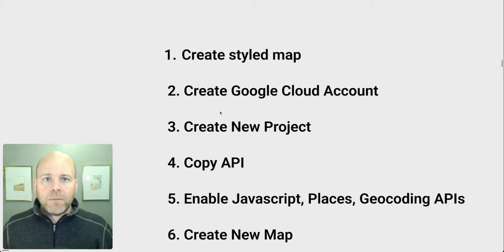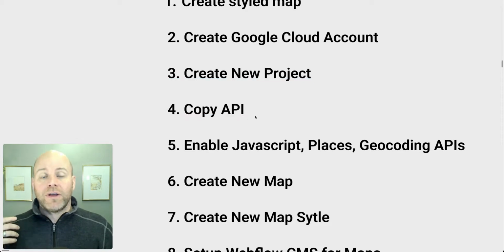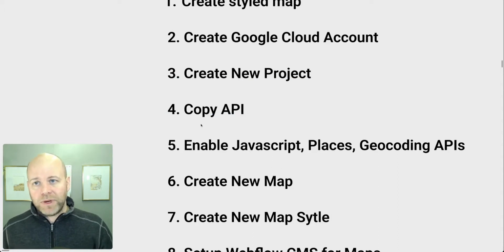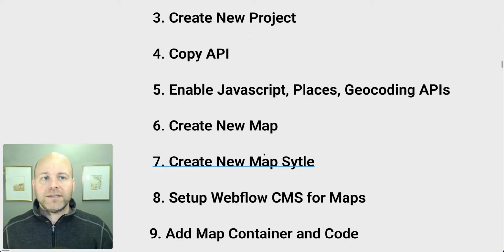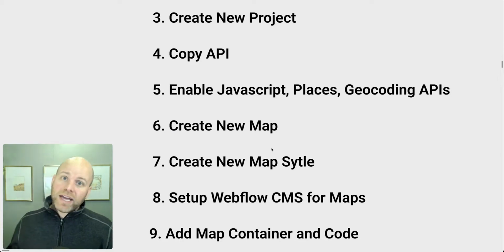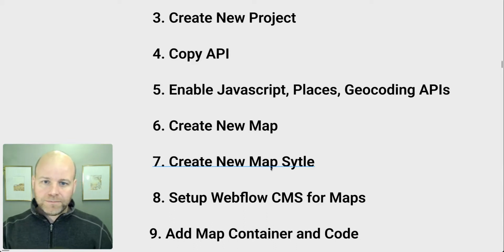It's pretty quick. But then once we've got our cloud account created, we're going to create a new project. We're going to get an API key for that project, for the JavaScript API, and we're going to copy that API key. So we need to remember where that is. Then we're going to enable those three APIs that I mentioned, the JavaScript, Places, and Geocoding APIs. Then we're going to create a new map. We're going to bring in those styles from Snazzy Maps. So we're going to paste those styles in.